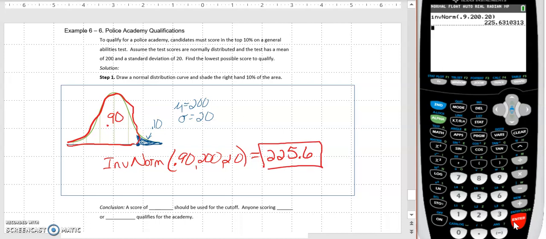Now, most people, when you talk about taking a test, you might get a score of 225, 226, 227. You don't usually get a 225.6. So what's the lowest score that he could make and still be in the top 10%? Well, that's got to be 226. Because if you go to 225, then that's too low. So a score of 226 is used for the cutoff. Anyone scoring 226 or above qualifies for the academy.